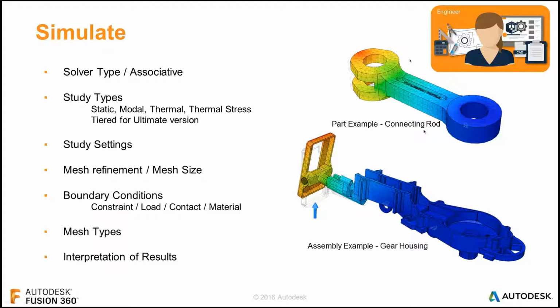In simulation, you have some basic simulation types in basic Fusion 360, including static stress, modal, and thermal stress, but in the ultimate version there are 8 different types of simulation, including buckling and nonlinear stress analysis, so a lot of different operations and mechanical event simulations.